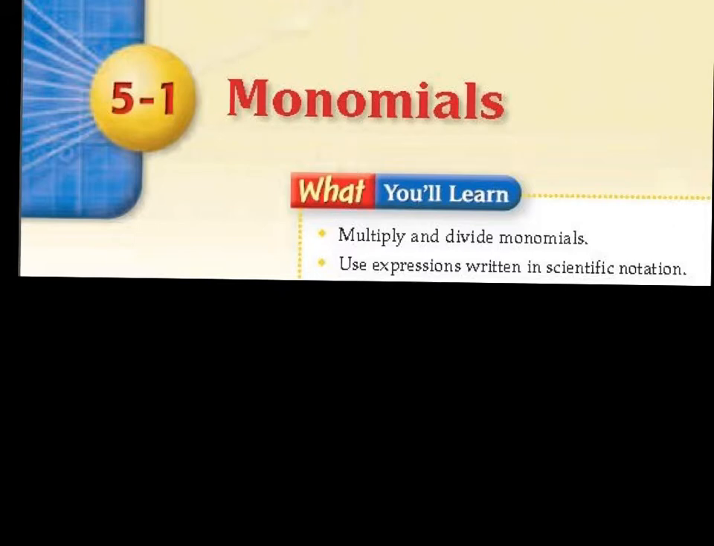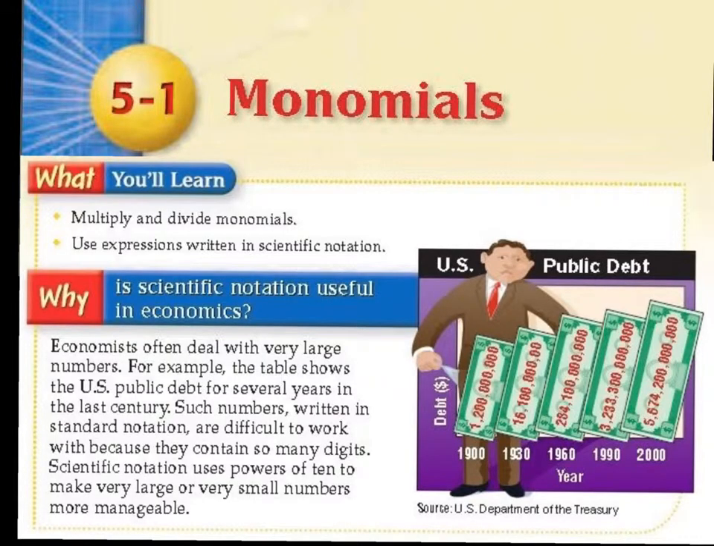In this lesson, you'll learn how to multiply and divide monomials and use expressions written in scientific notation. Why is scientific notation useful in economics? Economists often deal with very large numbers. For example, the table shows the U.S. public debt for several years in the last century. Such numbers, written in standard notation, are difficult to work with because they contain so many digits. Scientific notation uses powers of 10 to make very large or very small numbers more manageable.